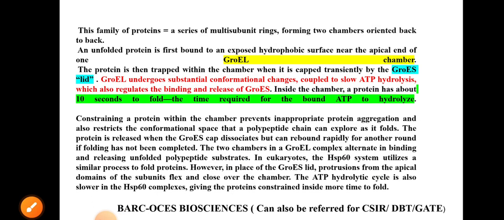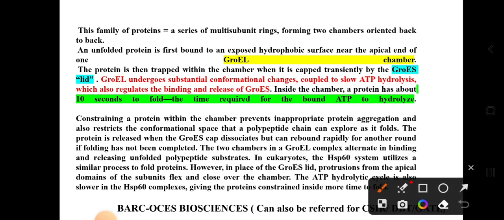Let's read the fact. The fact says that there is a family of protein multi-subunit rings. It has two chambers oriented back to back. The first one, the upper or exposed chamber, is GroEL, and inside this your protein is trapped transiently by the GroES lid. GroEL undergoes conformational changes coupled to ATP hydrolysis. ATP hydrolysis is slow and it regulates the binding and release of GroES.